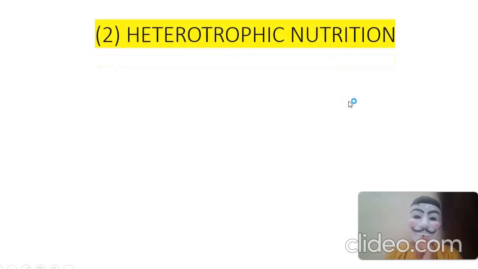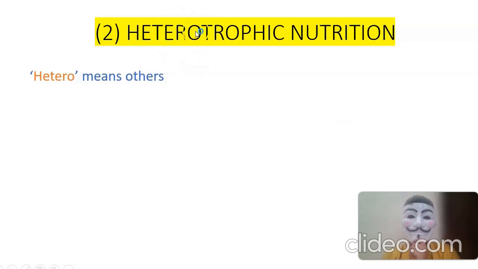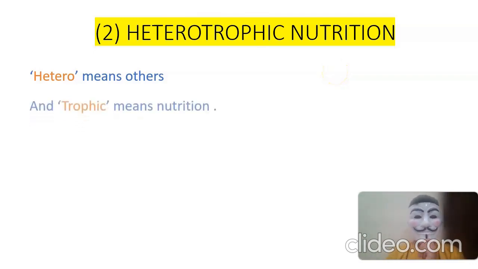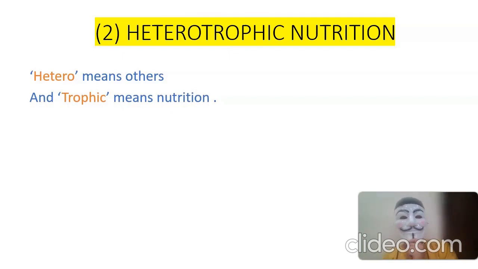Let's go ahead. Let's see our second type of nutrition, heterotrophic nutrition. In autotrophic nutrition, we saw that the organisms which make their food on their own are known as autotrophic. In heterotrophic nutrition, we will see the organisms which make their food being dependent on other autotrophic organisms. See, hetero means others. In auto, which means self, organisms used to make their food on their own, and hetero means others. And trophic means nutrition. This I told you.